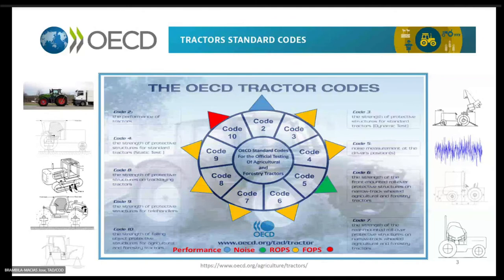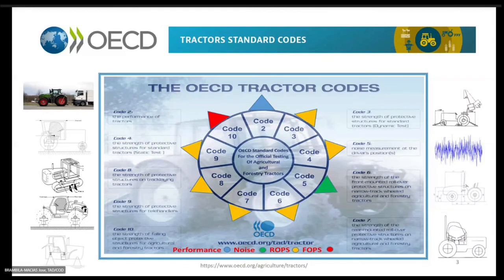If we move to the left-hand side of the slide on code 4, again, this is the standard test procedure that we have, but this is a static test. That's the difference between code 3 and code 4, this one is static. And we have a bench press that will crush the tractor from above, again, to try to simulate the effects of a rollover of the tractor.